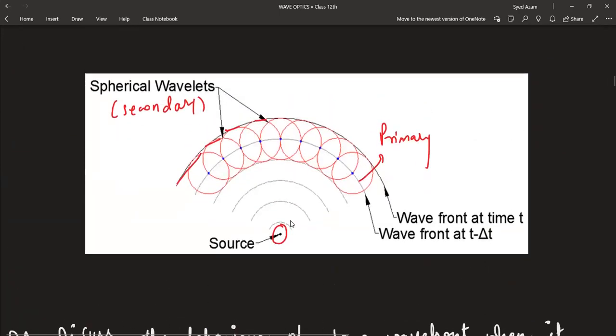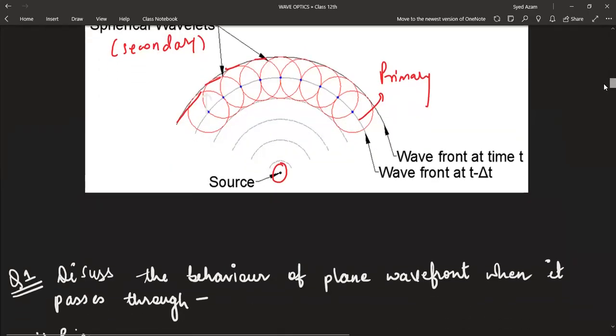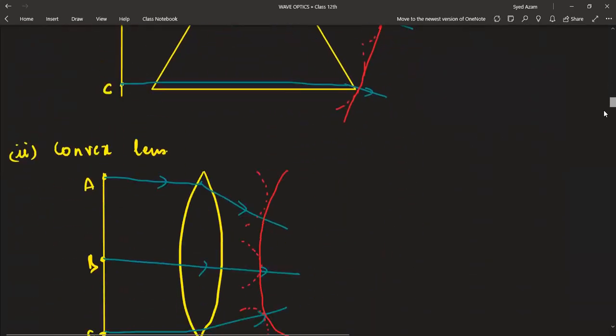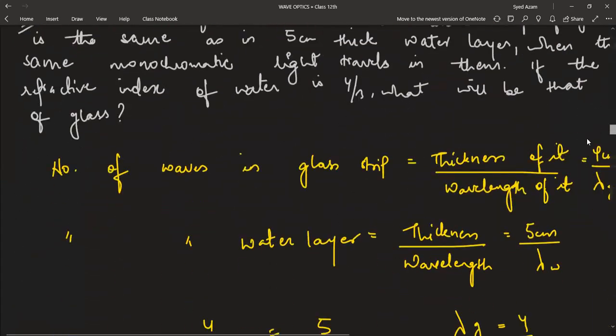This is the source. It is creating wavefronts. And each of these points is acting as a source, and every source is producing a wave. This is how the propagation of waves is produced. So these are the different types we saw.